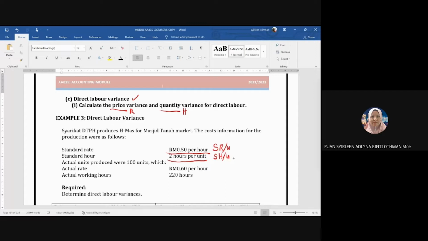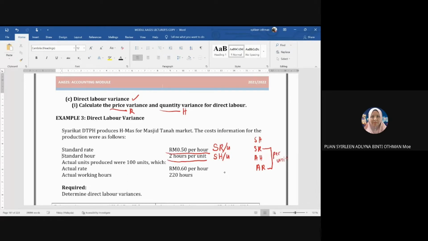Okay, saya dah cakap tadi, kalau kita ada SH, SR, okay, kita ada AH, kita ada AR, okay. Kalau yang rate ni, rate is ringgit, kan? Kita tahu rate tu ialah kadar. Kadar tu diberi dalam bentuk ringgit. So yang dalam bentuk ringgit ni, nak senang ingat lah, dia sama macam tadi, price and kg tadi. Okay, kalau dia dalam bentuk ringgit, kita akan ambil per unit.